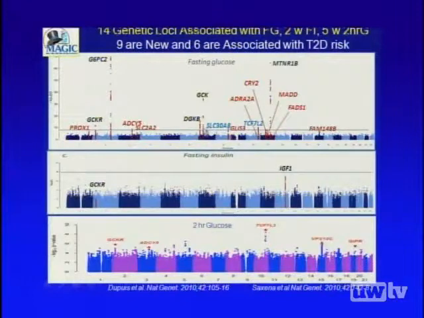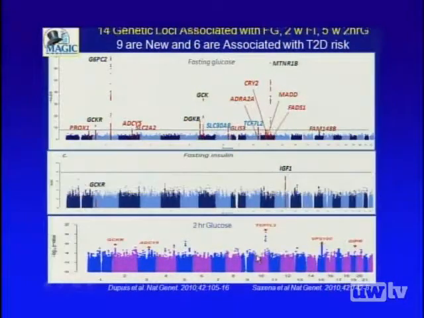These are the top hits that basically exceed the genome-wide threshold. It's the blue line there. These are all of the loci you can see that are above that threshold for fasting glucose. Again, in MAGIC, fasting insulin, there's very few top hits that exceed genome-wide significance, in contrast to fasting glucose.